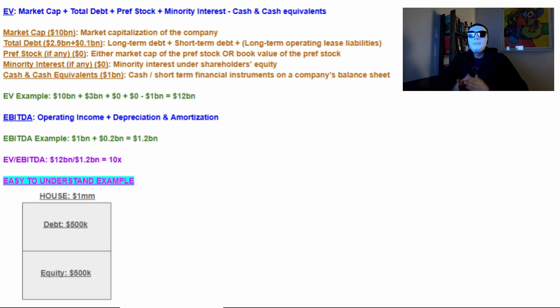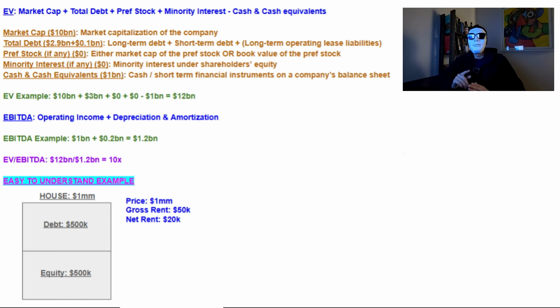Okay, let's assume there's a house. Let's assume this house is worth $1 million and has $500,000 of mortgage. Let's also assume that the house yields $50,000 a year in gross rent, but after interest on the mortgage, taxes, and etc., the net rent is $20,000 a year.